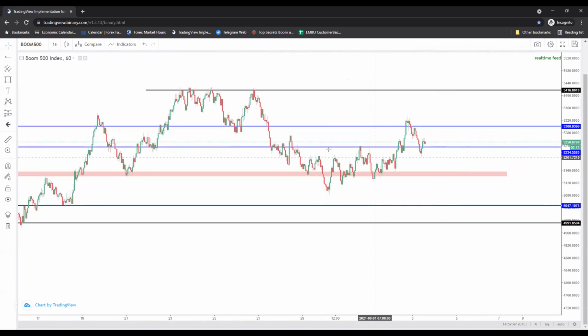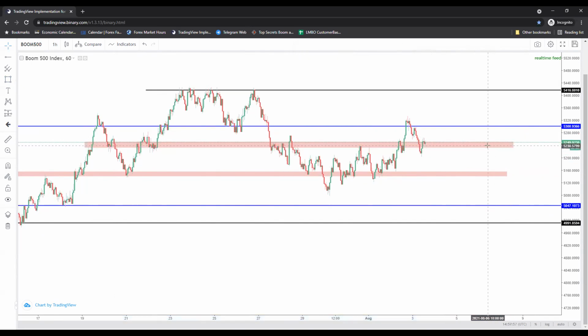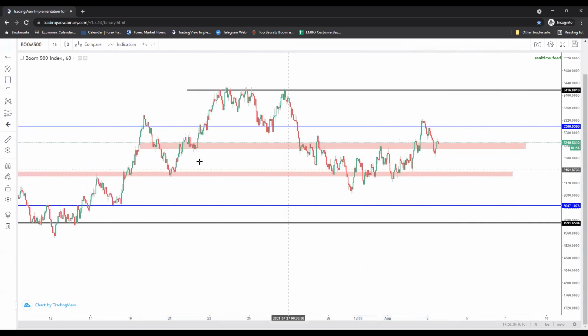Correct. So this is the zone. Now this area is also a zone. Don't make it too much bigger. Just make it where the maximum time the market is touched and rejected. Correct? So that's your zone. Now you can expect the reaction on the zone and watch on 1 hour what it does.